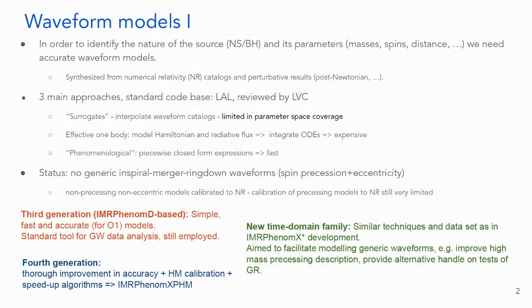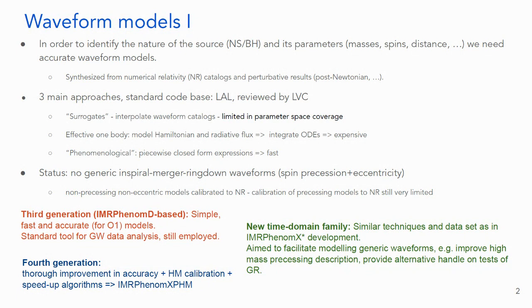So first of all, let me talk a bit about waveform models themselves. In order to really identify the nature of the source of gravitational wave events and infer their parameters such as masses, spins, and so on, we really need very accurate waveform models. And these waveform models are built using information from numerical relativity, but also perturbative results, such as the post-Newtonian theory and other approximations. There are currently three main families of these waveform models.